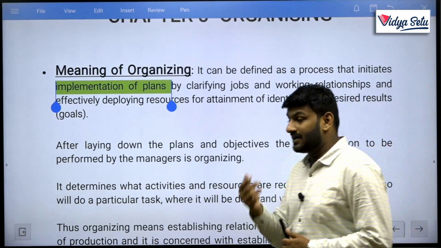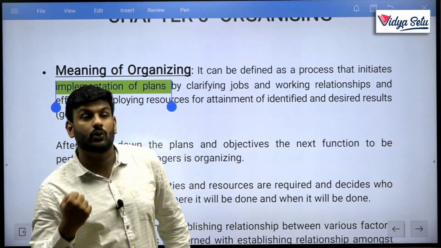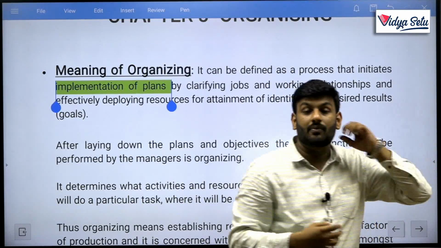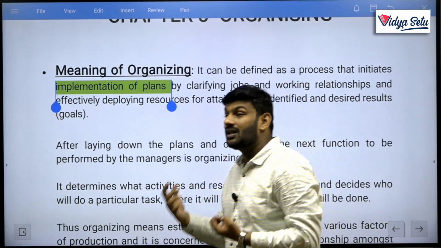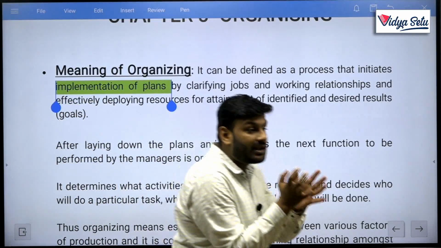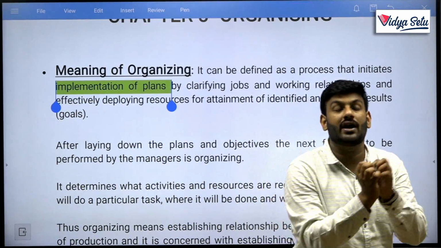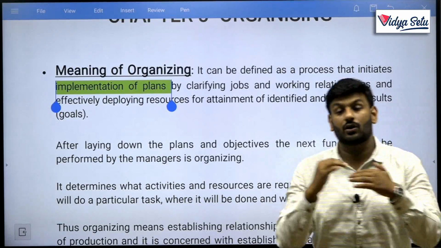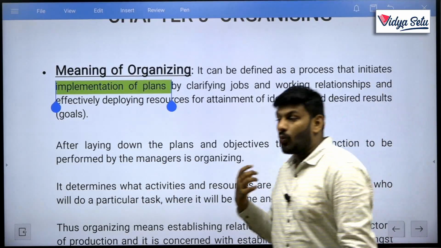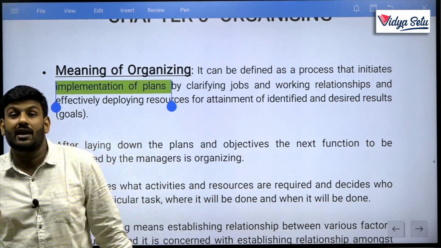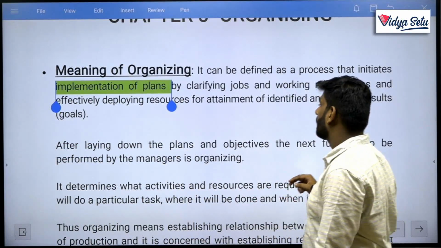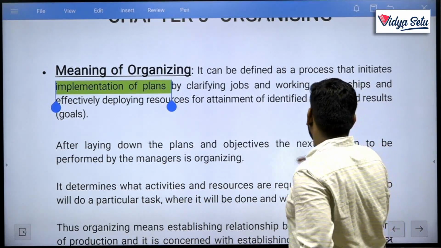For example, if you want to get your work done on the basis of the commerce department or some technical department, then you have to allot those resources, that is, how many persons are required to do that particular commerce transaction, that particular technical transaction. So it all deals with what kind of resources you are using and how they will be used. Clear? By clarifying jobs and working relationships.